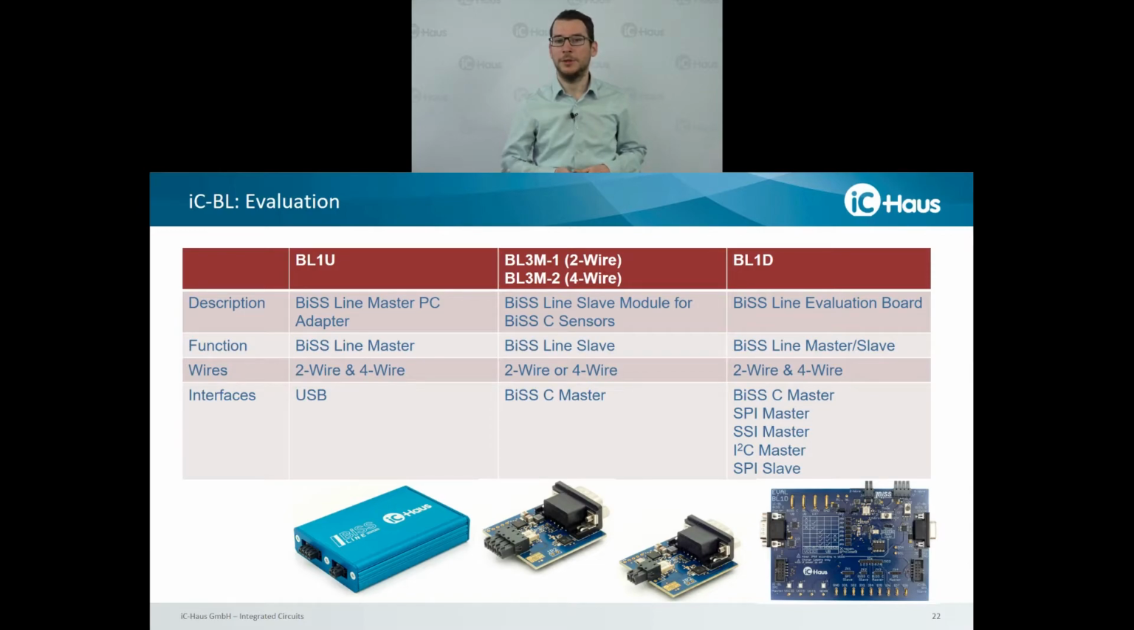In the center, you can see two modules, one for the 2-wire setup and one for the 4-wire communication. It is a BiSS Line slave module suitable to connect BiSS C sensors like our evaluation kits for our sensors directly to this module. On the right side, you can see the BiSS Line evaluation board. It is suitable for both BiSS Line master and slave operation, for 2-wire and 4-wire communication, and enables access to all the I/O pins of iC-BL.